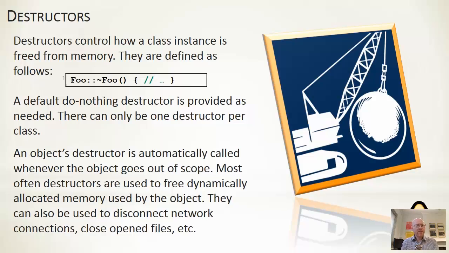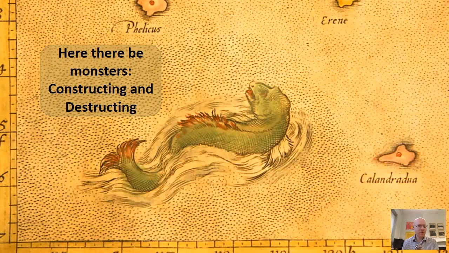Destructors are fairly straightforward, not that difficult, but we're going to look at areas now for constructing and destructing objects that may be problematic, and this will tie in the need to make sure that we link constructors and destructors together.